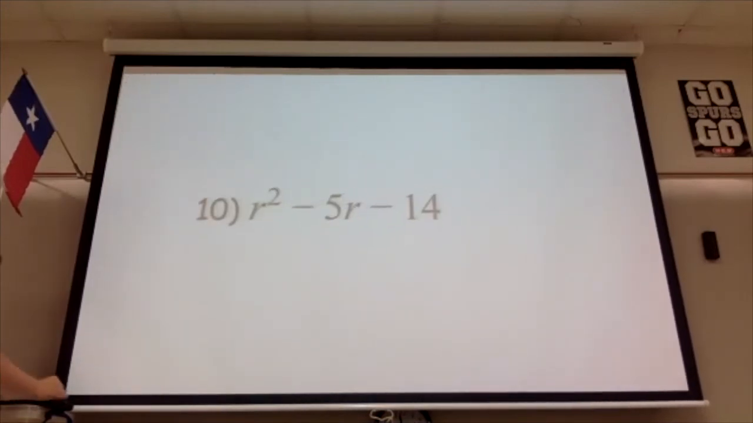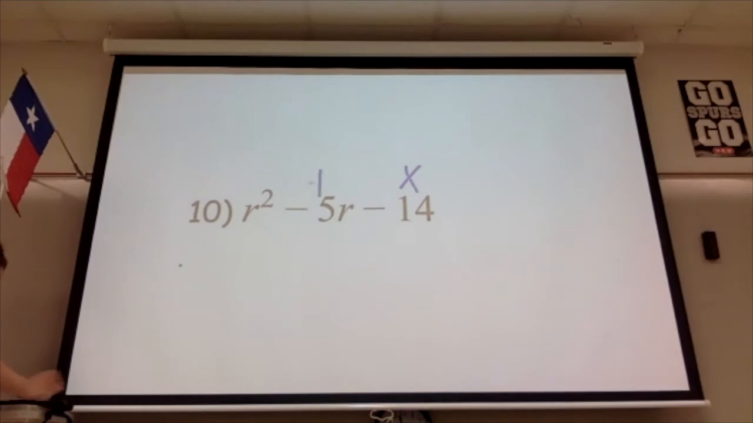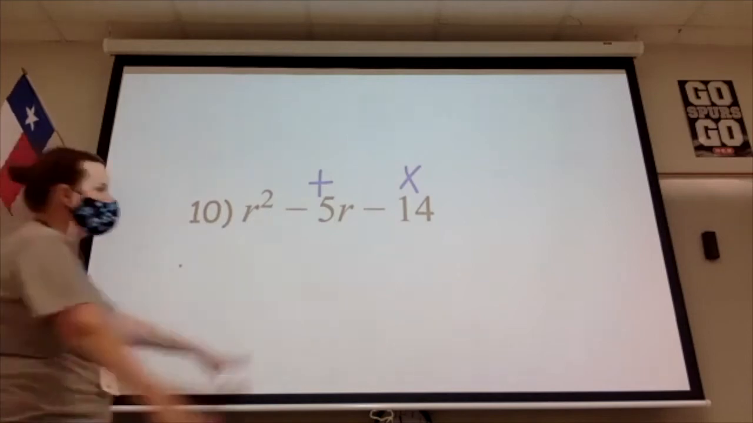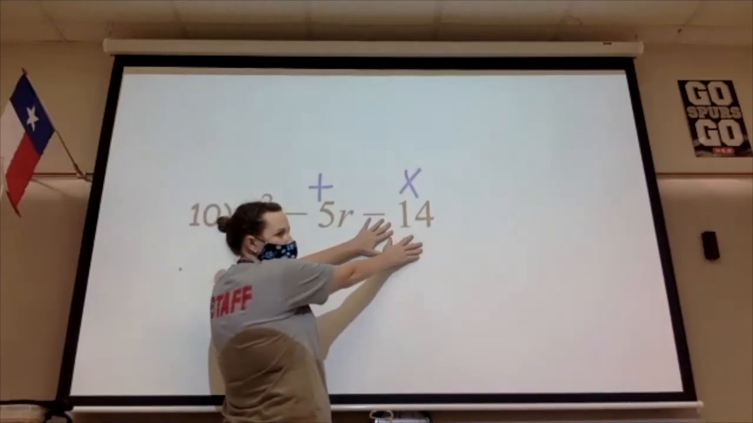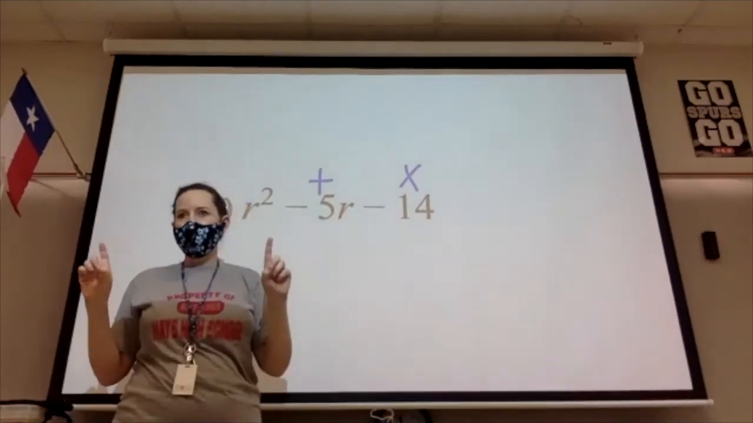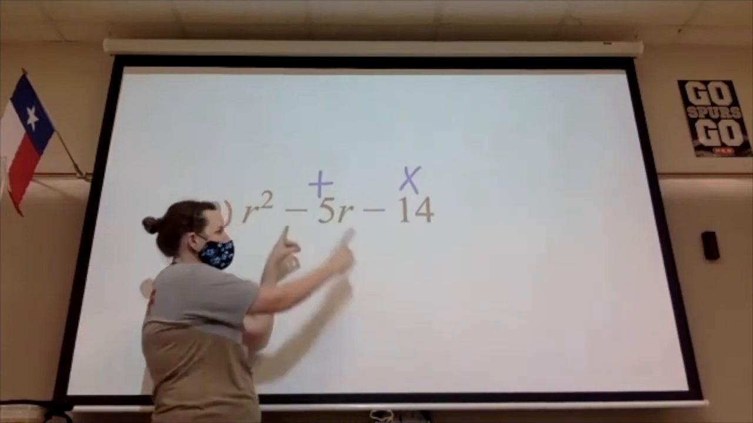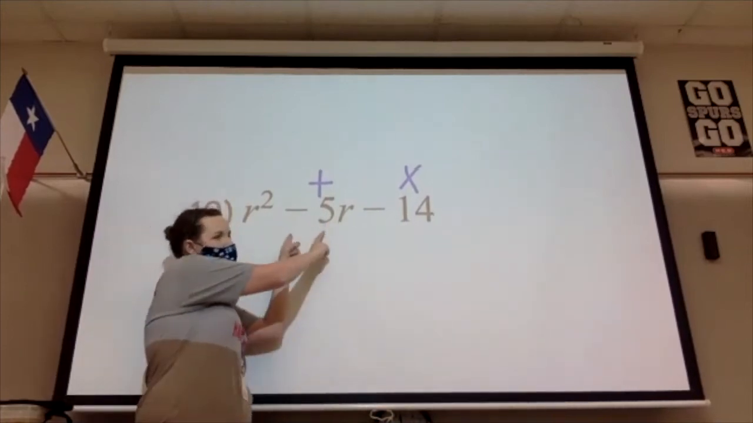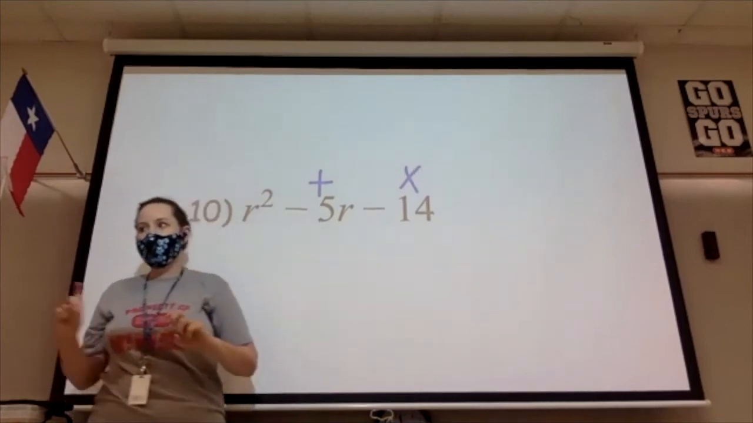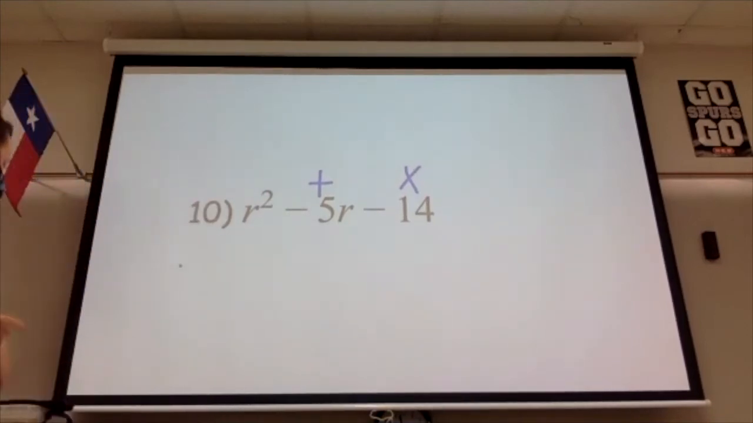Number 10. So multiplies to be negative 14, adds to be negative 5. Positive 2 and a negative 7. So the only way you're going to multiply to be a negative number is if one is positive and one is negative. Agree? Okay? The only way you're going to take one positive and one negative and add them to get a negative is if your bigger number is negative. So keep that in mind as you're trying the factors.